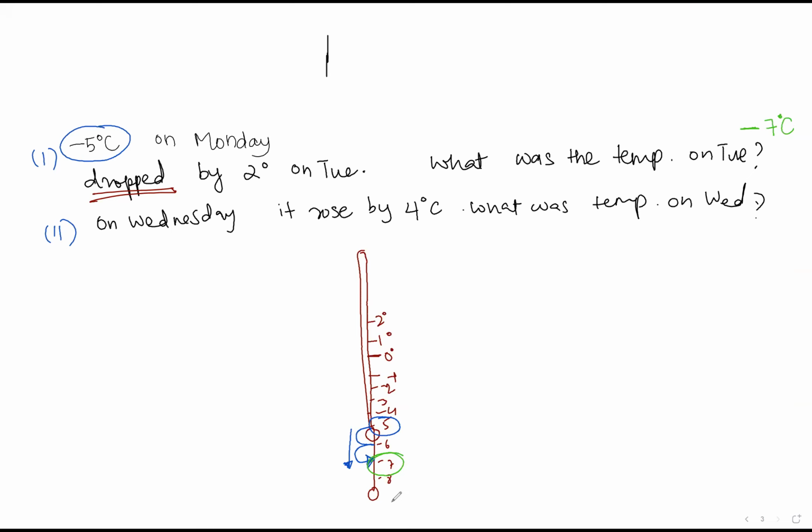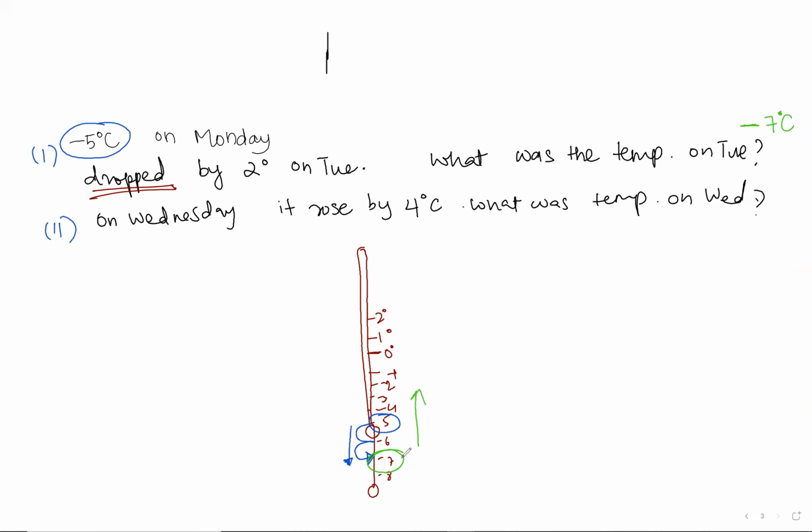Up. How many degrees up? How many units up will I go? 4. Yeah, so your answer is right, it will be minus 3. So 1, 2, 3 and 4. I have reached over here and this is my temperature on Wednesday. Okay, so minus 3 degrees Celsius. Clear? Any doubts in this one? No? Shall we move on to the next one then? Okay. All right.